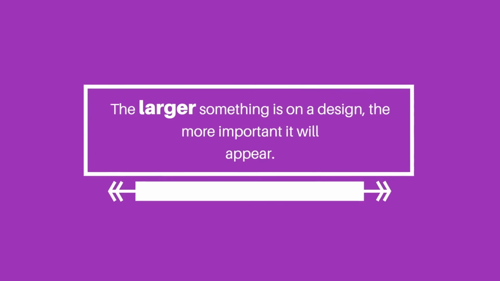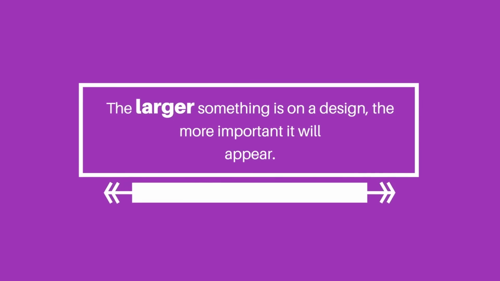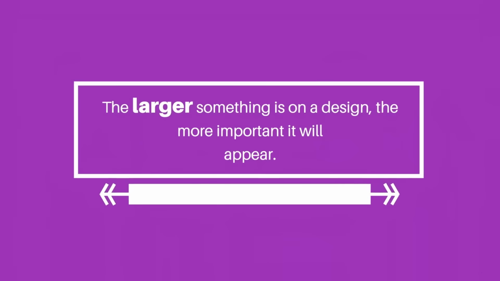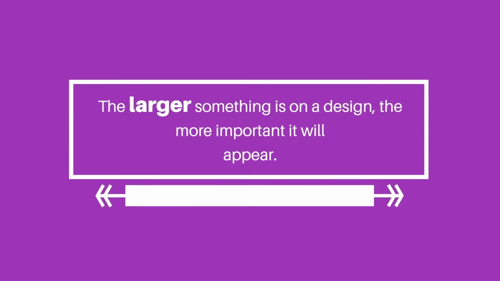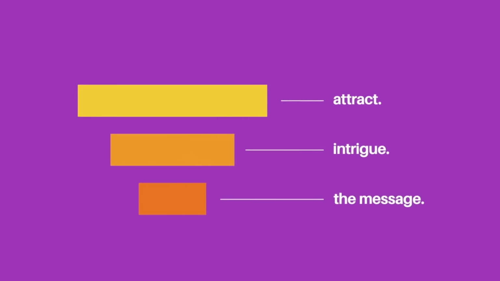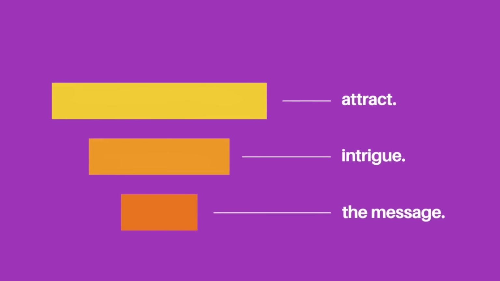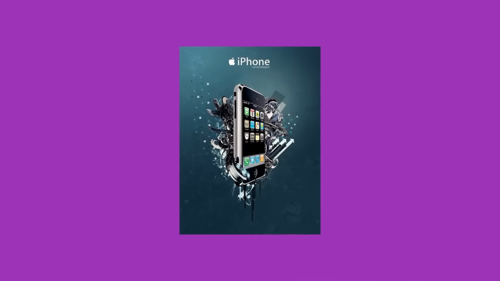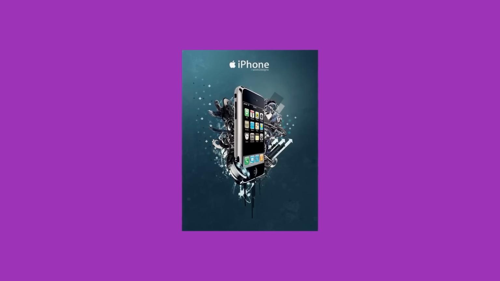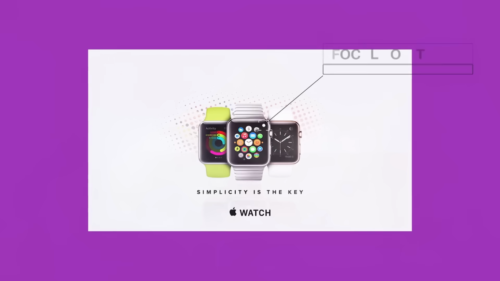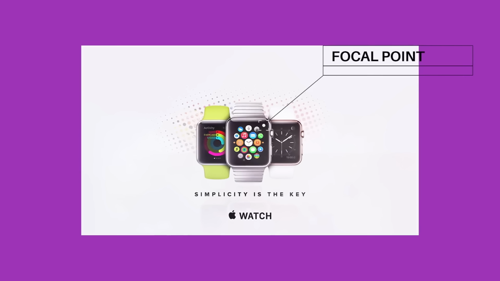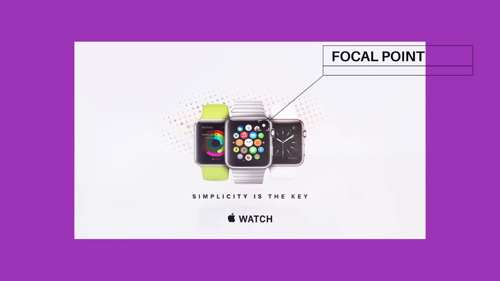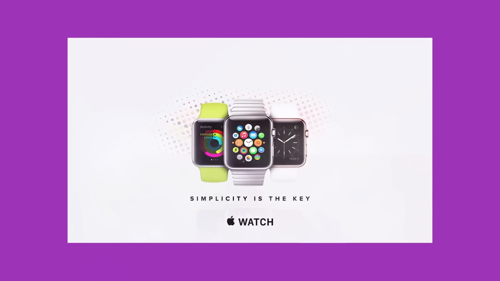Another common but essential hierarchy method is to leverage the use of size. The larger something is on a design, the more important it's going to appear. It's also the first thing the eye will actually see and view when someone's looking at your work, and so it can be used as the first part of a hierarchy process that we spoke about earlier, and that is the attract phase. You will often see this in advertising campaigns for, say, cell phones or watches that depict their product as a huge part of the design, a kind of focal point, and this is often where the consumer will begin their journey whilst viewing the design.